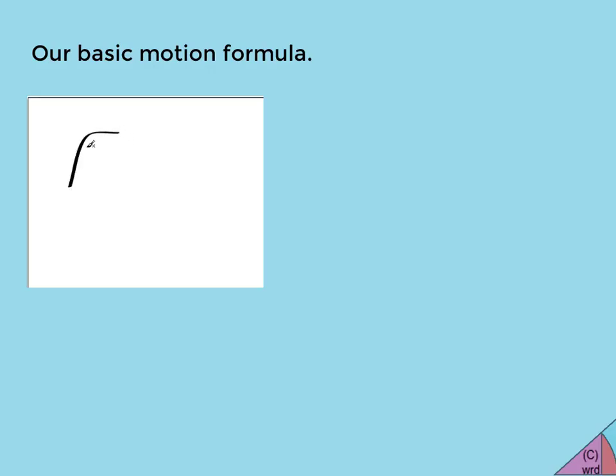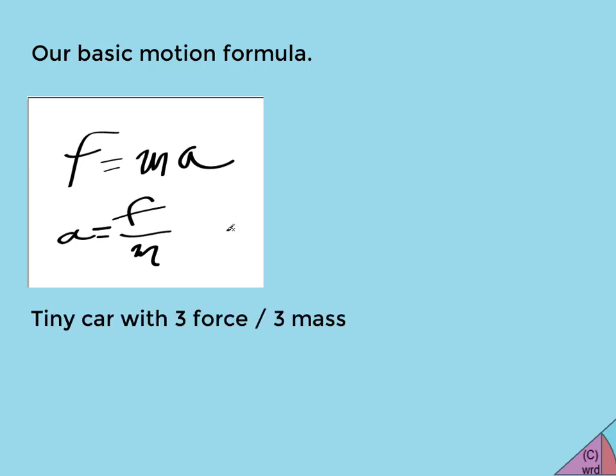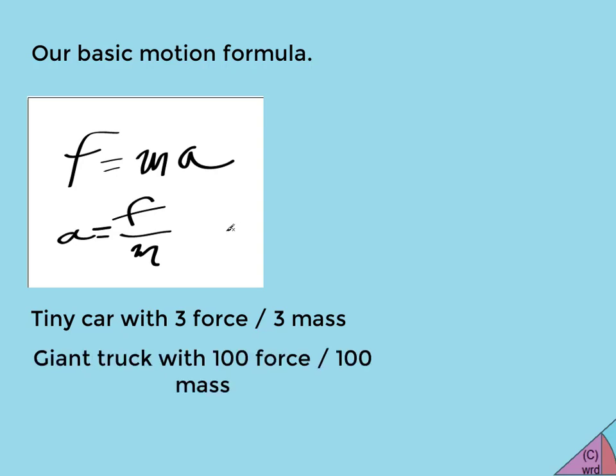We start with the formula force equals mass times acceleration. But in our model it will be acceleration equals force over mass. The formula instantly hints that a tiny underpowered car of mass 3 and force 3 will pull away from a stoplight with the same acceleration as a gigantic truck with mass 100 and force 100.